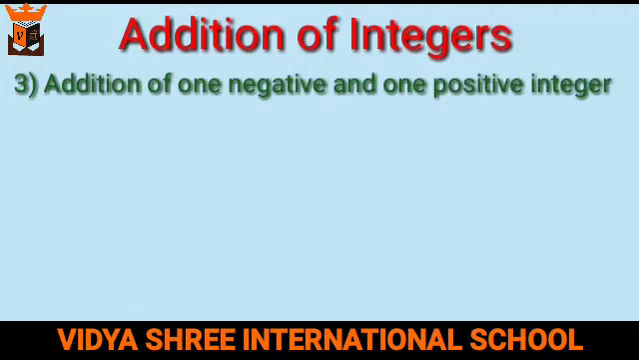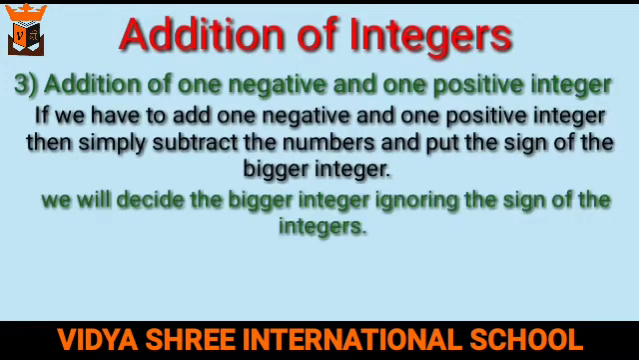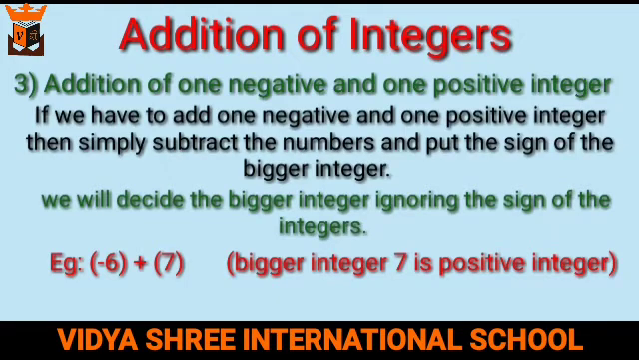In the third case, let us do the addition of 1 negative and 1 positive integer. If we have to add 1 negative and 1 positive integer, then simply subtract the numbers and put the sign of the bigger integer. We will decide the bigger integer ignoring the sign of the integers. For example, minus 6 plus 7. Bigger integer is 7, which is a positive integer. So here the positive sign will come in the answer and 7 minus 6 is 1, so the answer becomes 1.